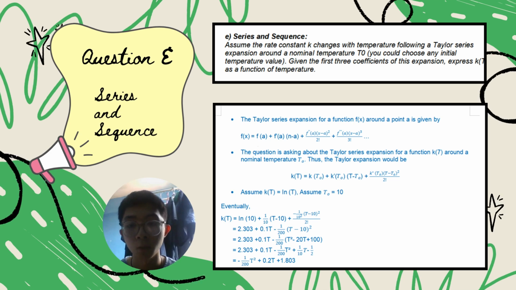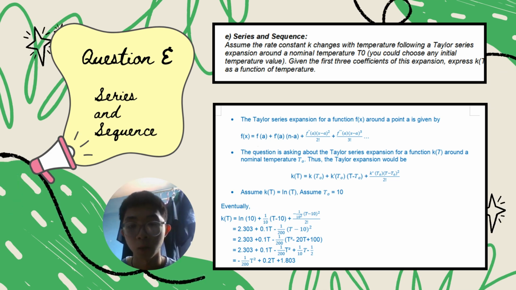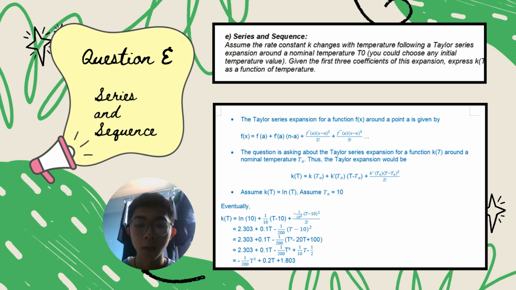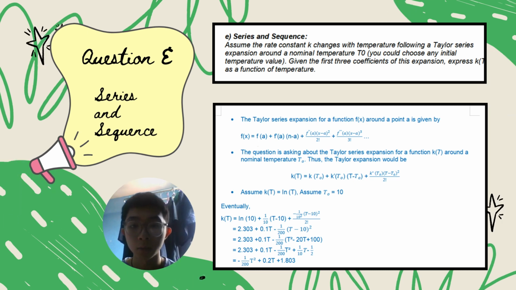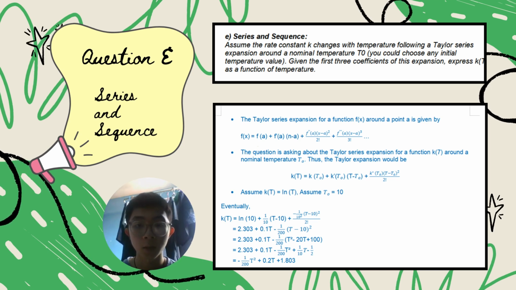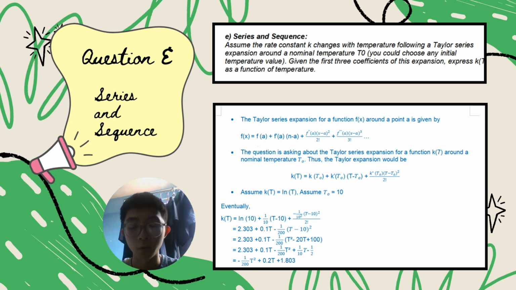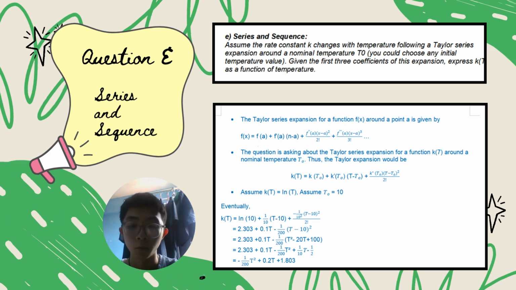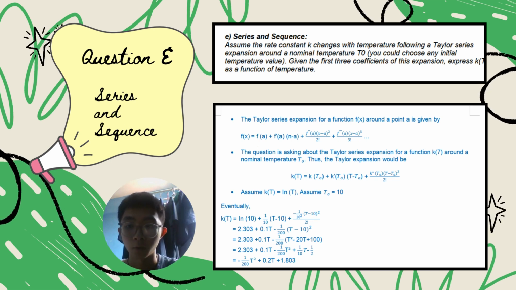After that, I assume k(T) equals ln T and assume T0 equals 10. Eventually, I get k(T0) equals ln 10 because I sub the 10 into the k(T) equation. So I get k(T) equals ln 10 plus 1 over 10 times (T minus 10) minus 1 over 10 squared times (T minus 10) squared divided by 2 factorial. After I calculate this, eventually I will get the final answer, which is negative 1 over 200 T squared plus 0.2 T plus 1.803. So that's all from me for question E, series and sequence. Thank you so much.